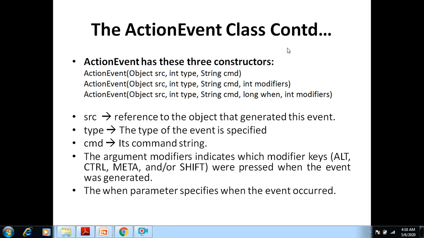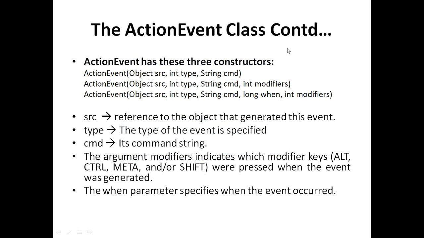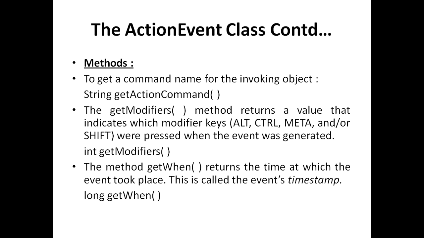The when parameter specifies when the event occurred. Then the methods which are available in this action event class. To get a command name for the invoking object, we have a get action command. Then the get modifiers method returns a value that indicates which modifier keys were pressed when the event was generated.